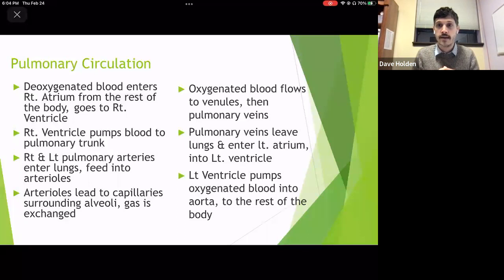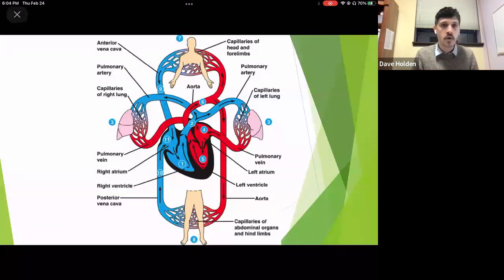Old news at this point, nothing new here. Cool. So there's a fun little diagram. Same stuff, just blood circulation to the lungs, back to the heart. We already know this story, so forgive me for skipping past it.